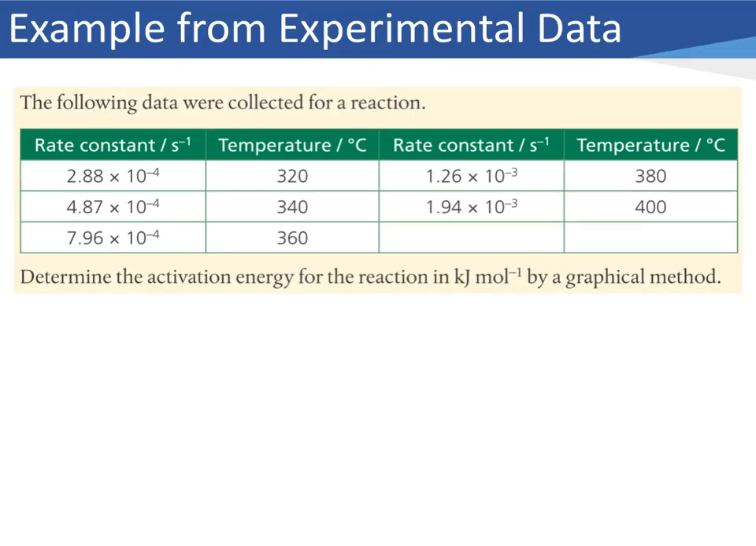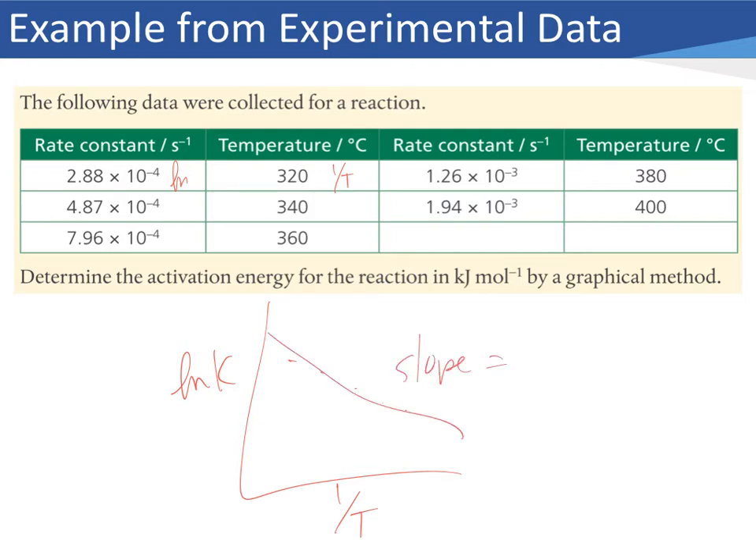So let's look at a sample problem. I have a rate constant, k, calculated at 5 different temperatures. Determine the activation energy for the reaction in kilojoules per mole by a graphical method. Graphical method means we're going to plot 1 over T versus natural log of k, or natural log of k versus 1 over T, depending on your vocabulary. So I need to calculate 1 over temperature for each of the temperatures, take the natural log of each of the values for k, and plot them. Then I will determine the slope, and the slope is negative activation energy over R.